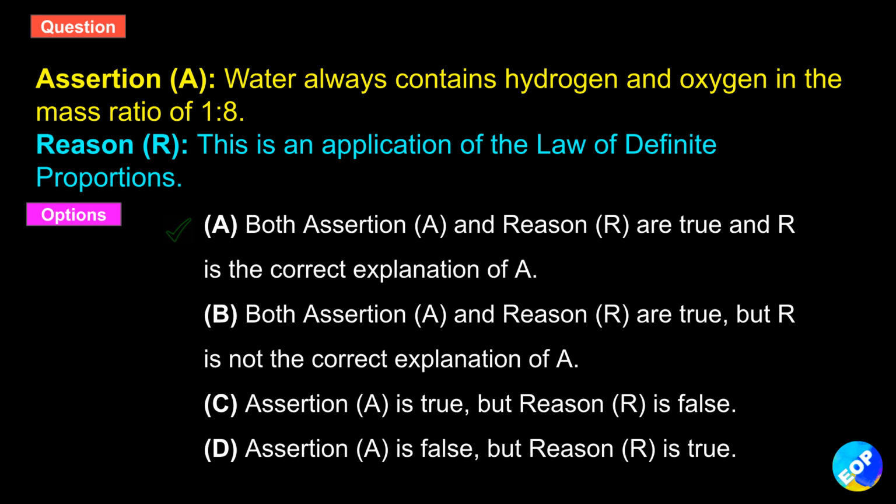A says water always contains hydrogen and oxygen in the mass ratio 1 is to 8. R says this is an application of the law of definite proportions. Answer is A. Both A and R are true, and R is the correct explanation of A.